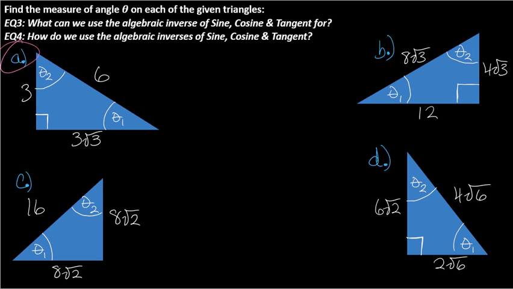Okay, so here on triangle A, let's try and find theta 1 first. I'm going to use sine, so I'm going to use the opposite and the hypotenuse. I'm going to say sine of theta 1 is equal to 3 over 6. That reduces down to 1/2. Take the arcsine of both sides.